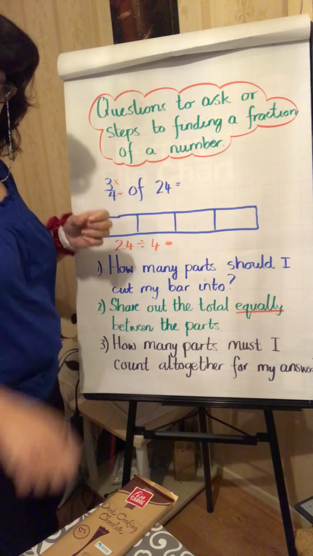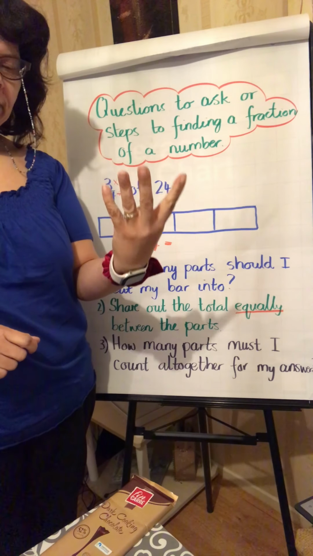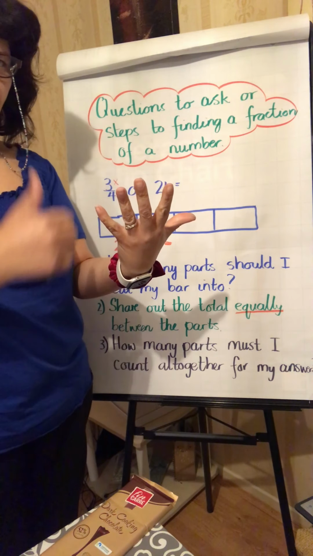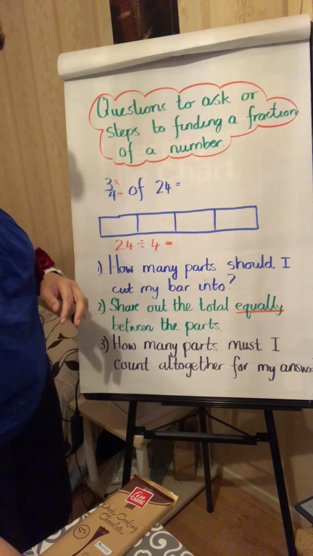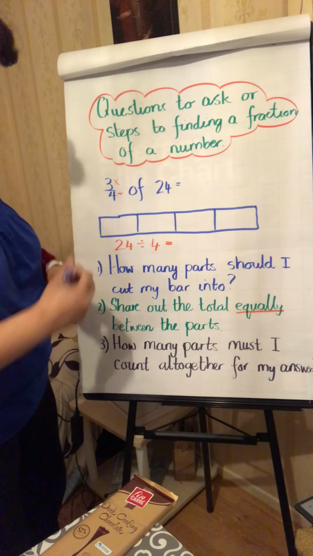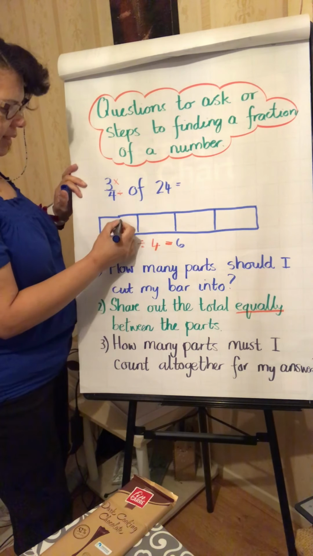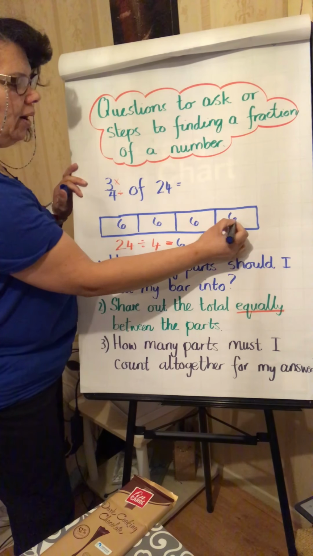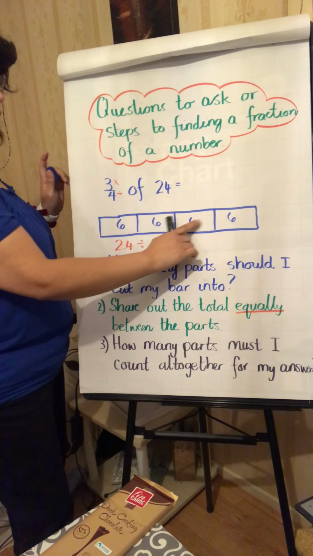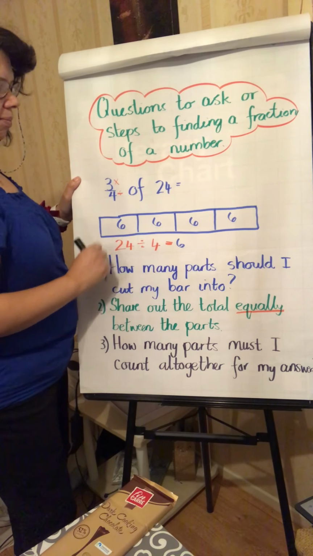So in my head, I'm doing 24 divided by 4. Let's count. 4, 8, 12, 16, 20, 24. How many fingers? That's right, 6 fingers. So we're going to have 24 divided by 4 equals 6. That means each part is equal to 6. You hear the word equal. They are the same amount.